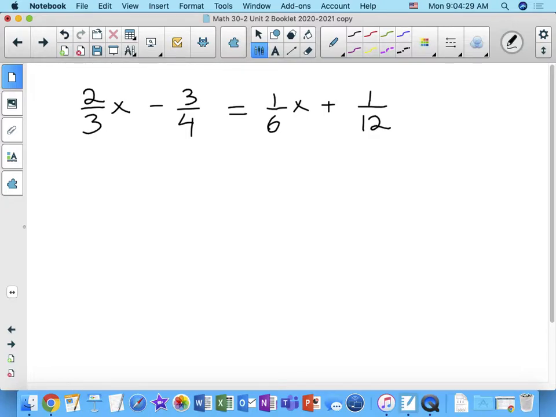Now last week we talked about how when we're in this situation, we should start to take steps to collect our x terms on one side of the equation and our numbers on the other side of the equal sign.